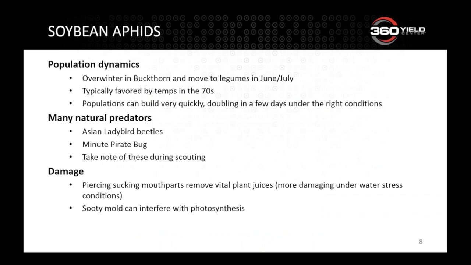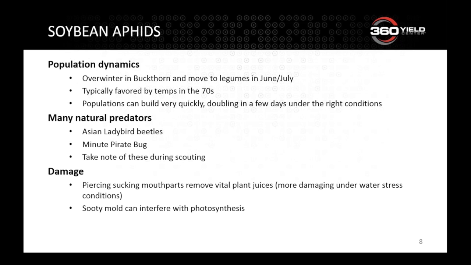They're typically favored by cooler temps, and the populations can build very, very quickly. They can double their populations in a few days under the right conditions. One of the things that's a little bit unique about soybean aphid is the female, believe it or not, can more or less clone herself. She can have young that are females that will be able to start producing very, very quickly, and that's why their populations can double in a hurry.